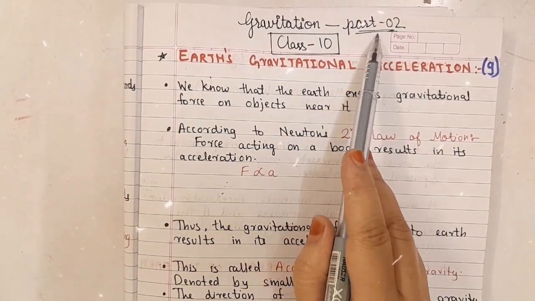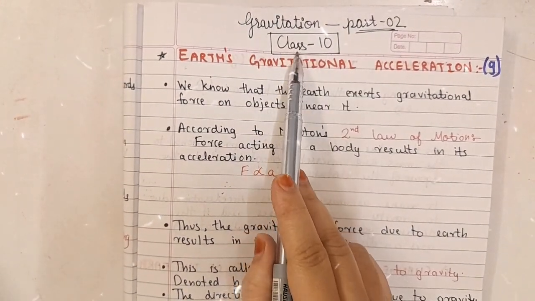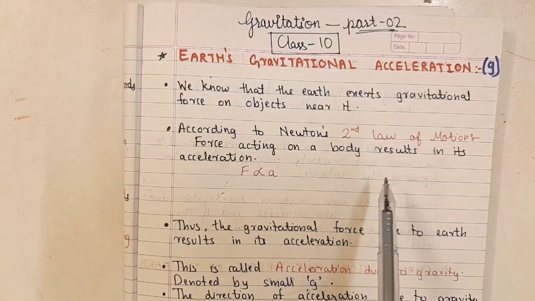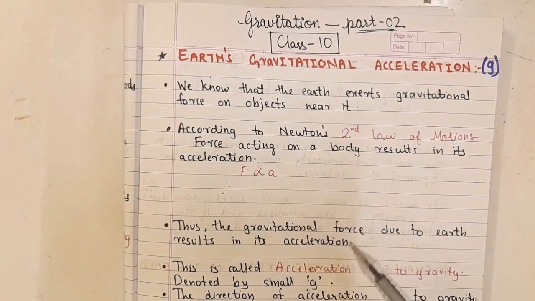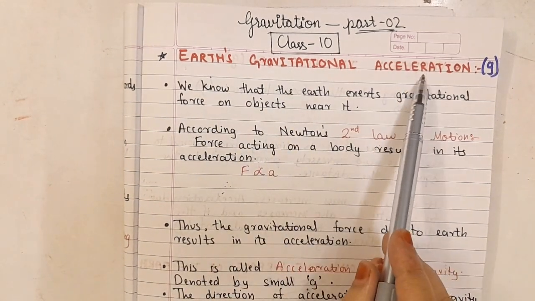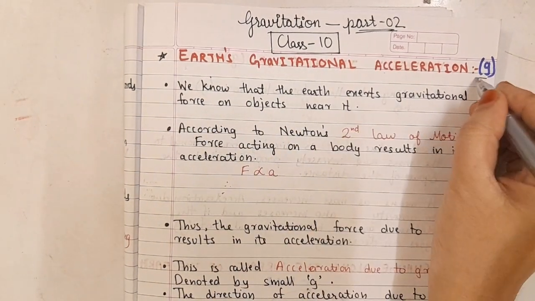Hello everyone, this is the second part of the lesson Gravitation, class 10th of Science 1. Okay, so we completed till the topic Earth's gravitational force. Now in this video we will start from Earth's gravitational acceleration, which is denoted by small g.